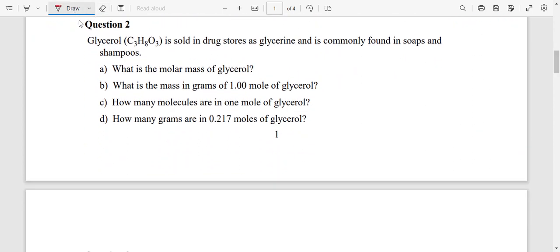Question 2. Glycerol, given as C3H8O3, is sold in drugstores as glycerin and is commonly found in soaps and shampoos. What is the molar mass of glycerol?